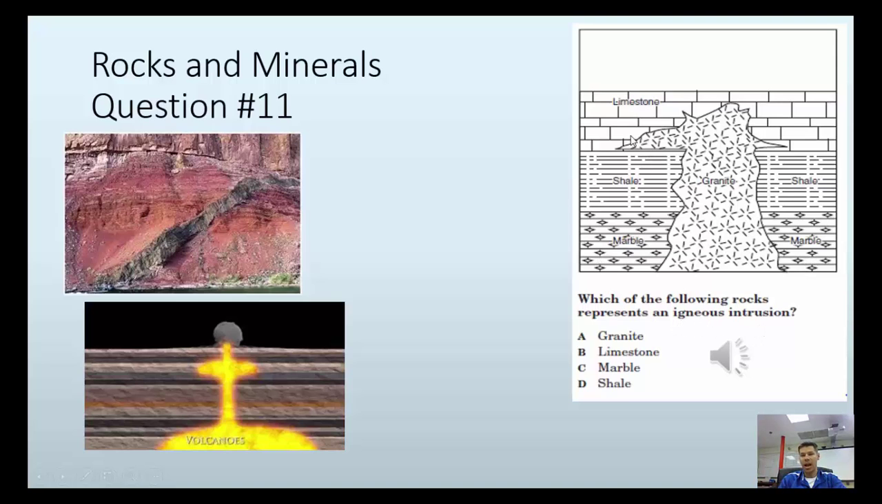Marble, shale, and limestone are not igneous rock. Marble's a metamorphic rock. We have shale and limestone, two sedimentary rocks, and granite's the only igneous one. But just remember what an igneous intrusion is, and that's really when we have magma underground that starts to seep or find its way through other layers. So if you look right here, we have an example in this picture, and you can also see an example of it right here in this animation. So our answer is A, granite.